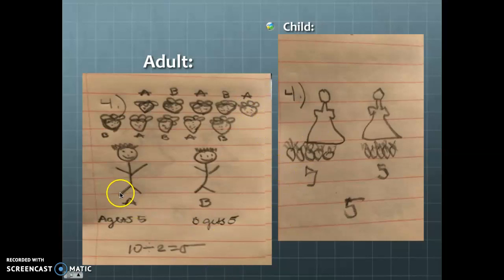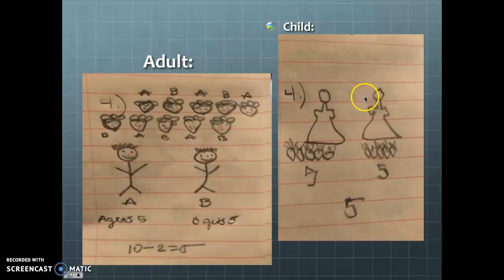So here's friend A and B that the adult made, and it looks like they drew 10 strawberries and labeled them each A, B, A, B and counted them up at the end. So it says that A has 5 and B has 5. So in order to simplify that, they did 10 divided by 2, which equals 5.